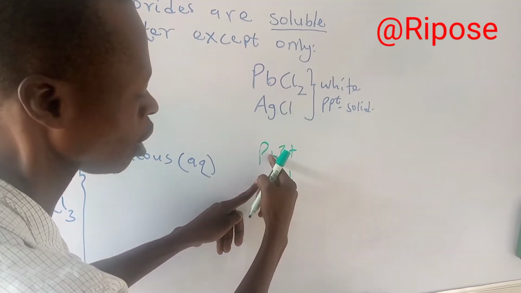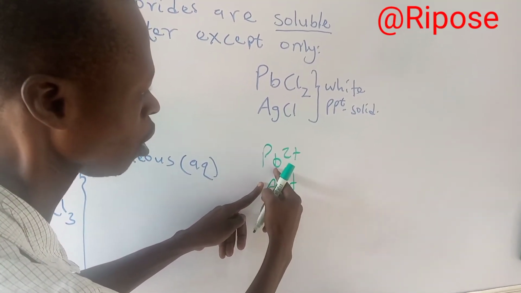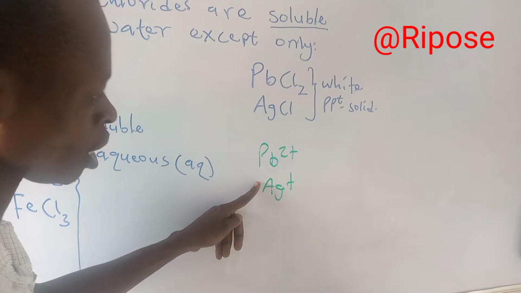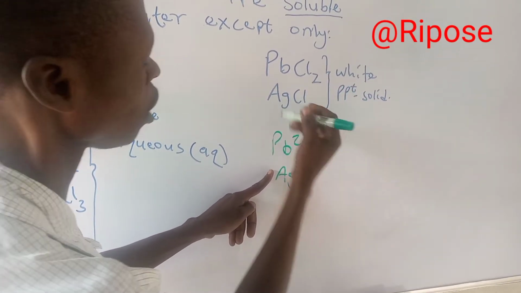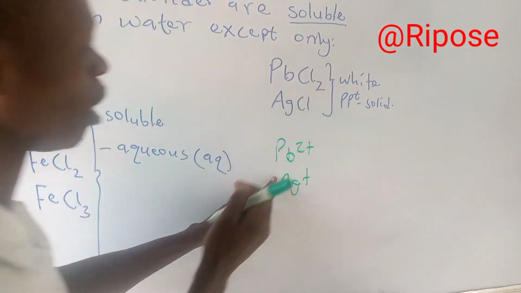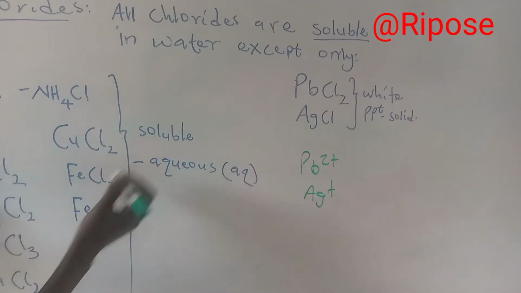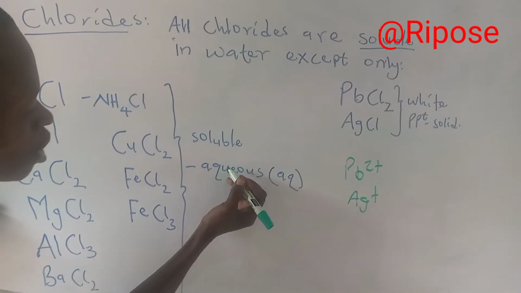That is for cations without color. Their salt in solid form appears white. But when it is put in water, it does not dissolve. That is for lead and silver. But the other chlorides are soluble, so they dissolve, forming colorless solutions.